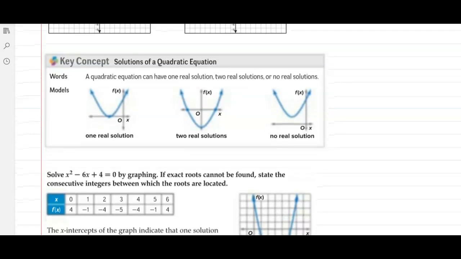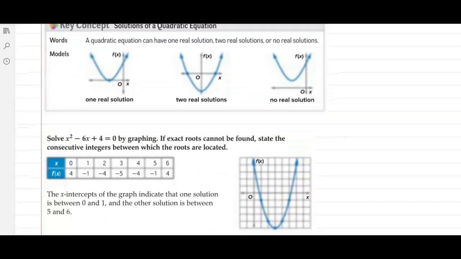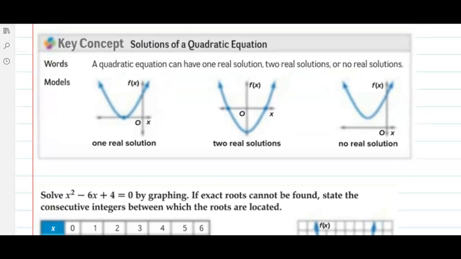Not all functions will be easy to do that with. They don't always line up very nice and neat on our x-axis. But something before we get too far ahead of ourselves is to consider this key concept. The graph of a quadratic can cross the x-axis twice, just like we just saw, and have two solutions.